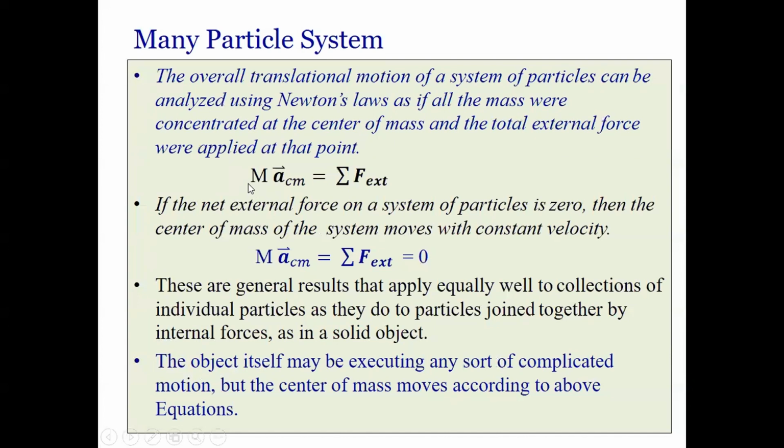Therefore, the total mass multiplied by the acceleration of the center of mass, as a vector quantity, is equal to the sum of the external forces. If the net external force on the system of particles is zero, then the center of mass will move with constant velocity, and the mass times acceleration of the center of mass will be zero, as the net external force will be zero. So these are the general results that are applied well to collect the individual particles' information and also to trace how the system will behave.